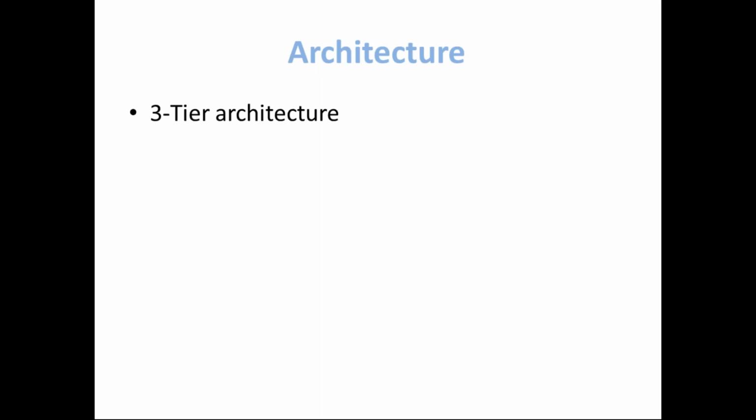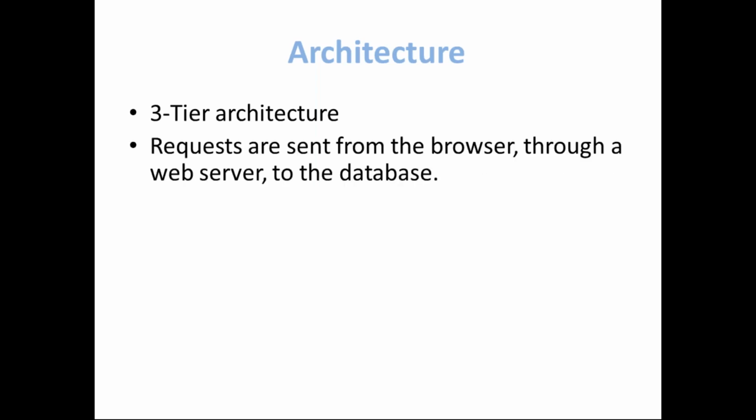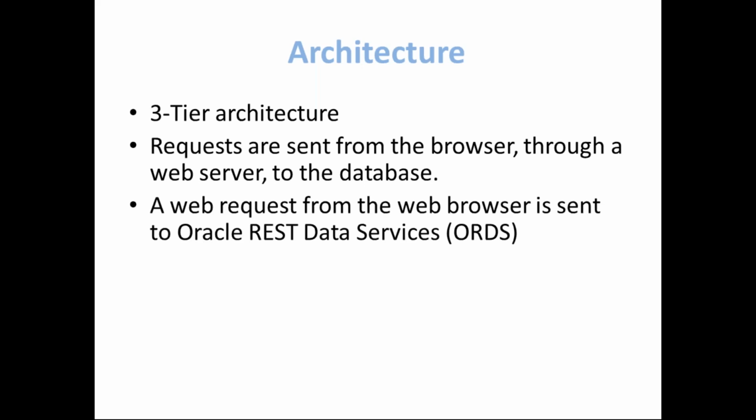Architecture. It is a 3-tier architecture: one tier is the web browser, the middle tier is the web server, and the third tier is the database. Everything happens here in the form of requests. The web browser sends the request through the web server, which is ORDS, Oracle REST Data Services, and that request is forwarded to the database, and the database returns the response, which gets shown on the web browser. We'll see a pictorial representation of that on a later slide.